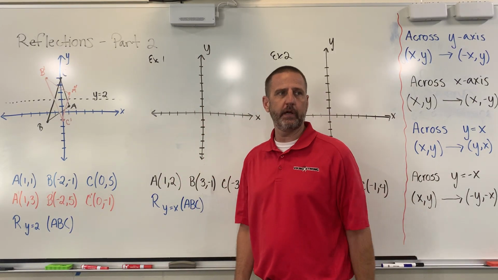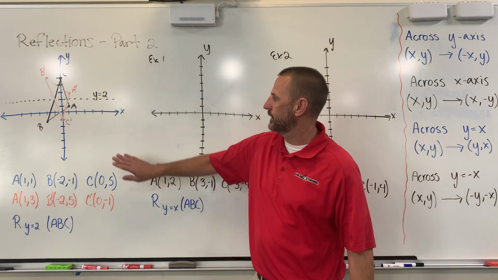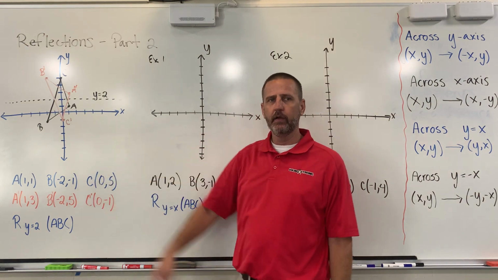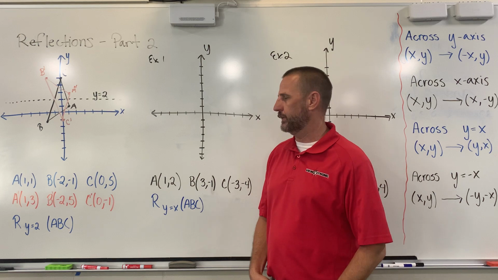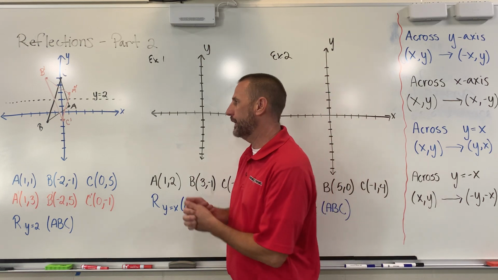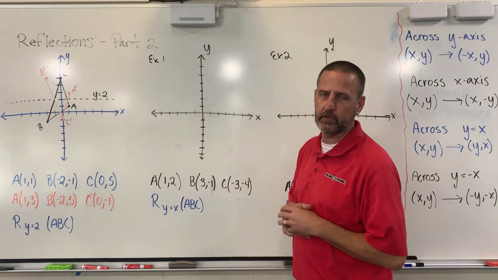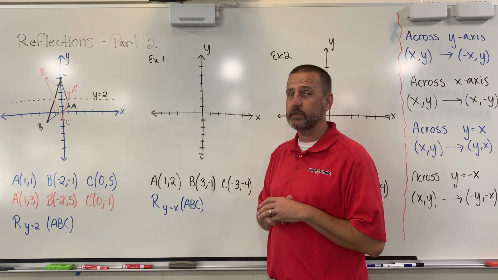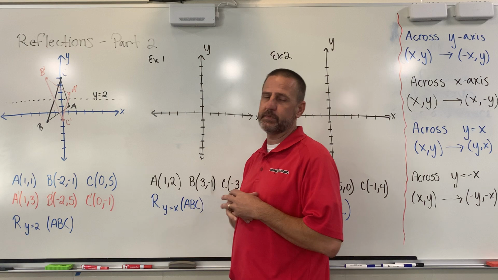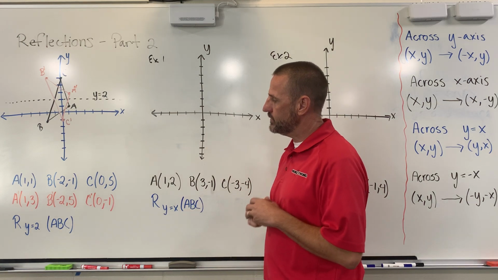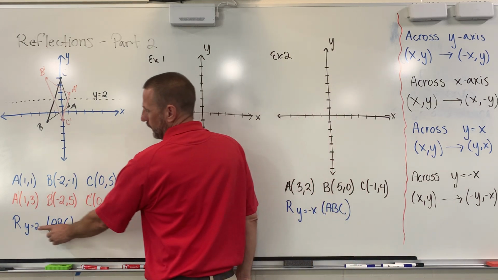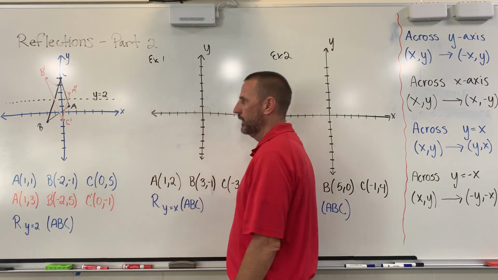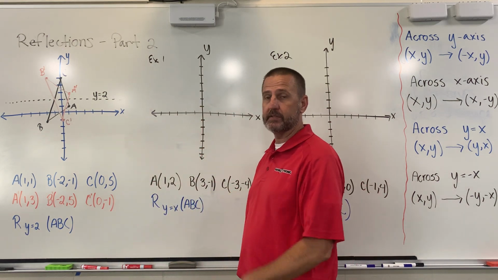We finished up yesterday with part 1, and we finished on this example right here. Like I said in our previous video, I wanted to re-examine this problem before we got started on the new material, because there's a couple things about graphing over a specific line I wanted you to notice. So the question asked us yesterday to reflect over y equals 2, and we were supposed to reflect points A, B, and C.